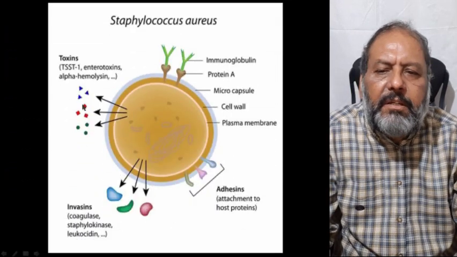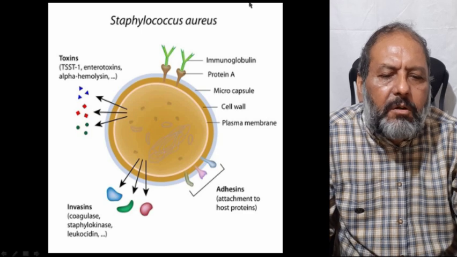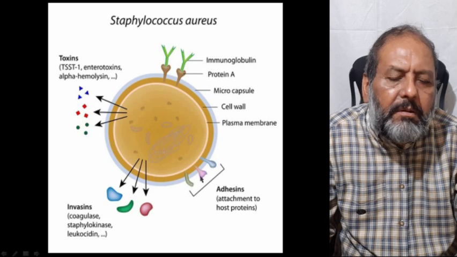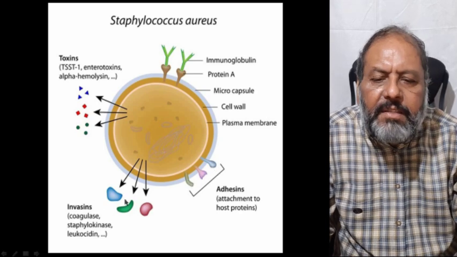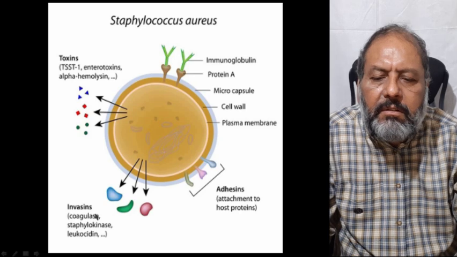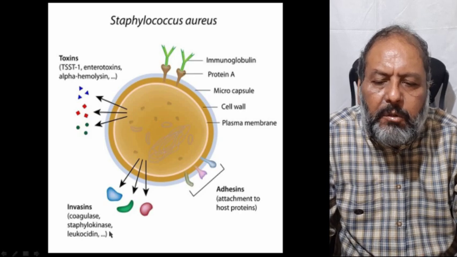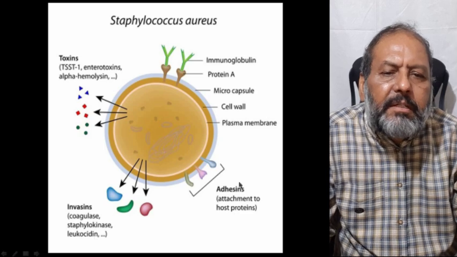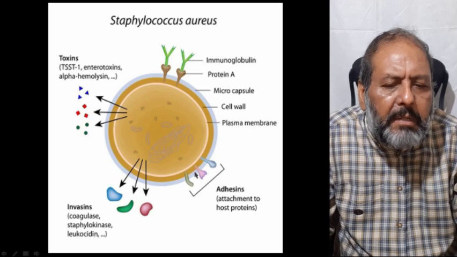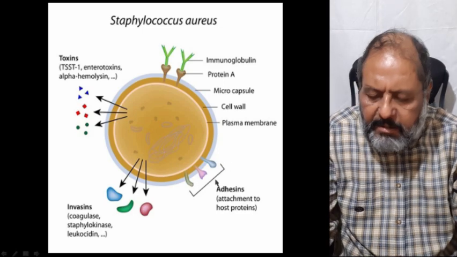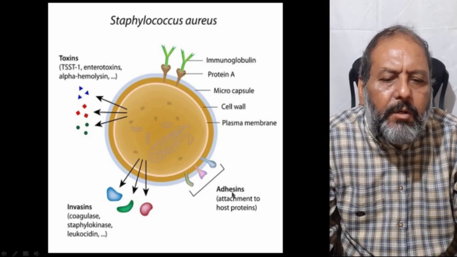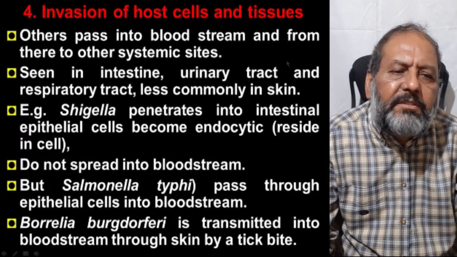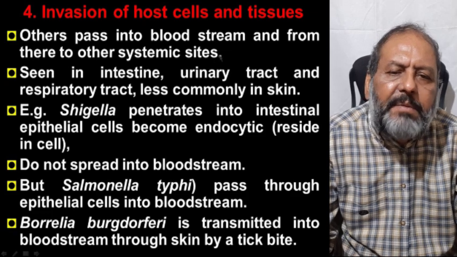Here one can see the toxins of the staphylococci and then the adhesins. These adhesins are capable of adhering, and then these are the invasive molecules: coagulase, staphylokinase, and leucocidin. I will tell you later. So these are capable of causing adhesion to the host cell and then getting entry into the host cell via these molecules. Others pass into the bloodstream and from there to other systemic sites.